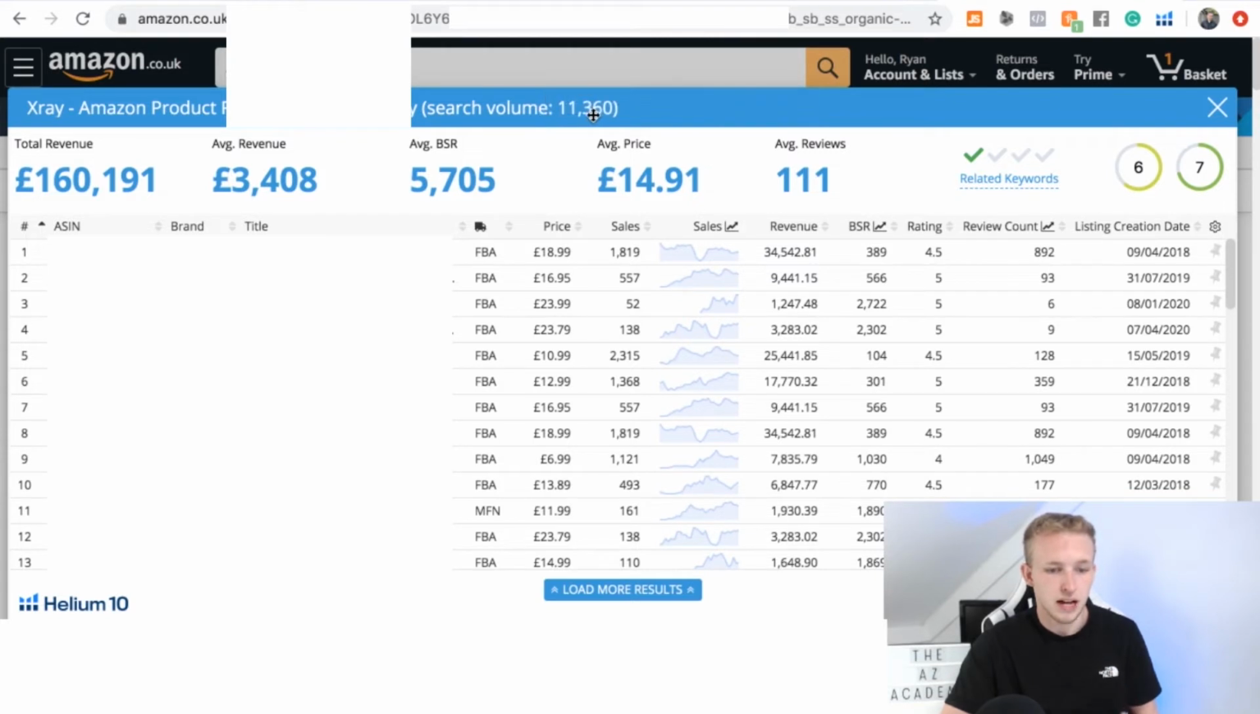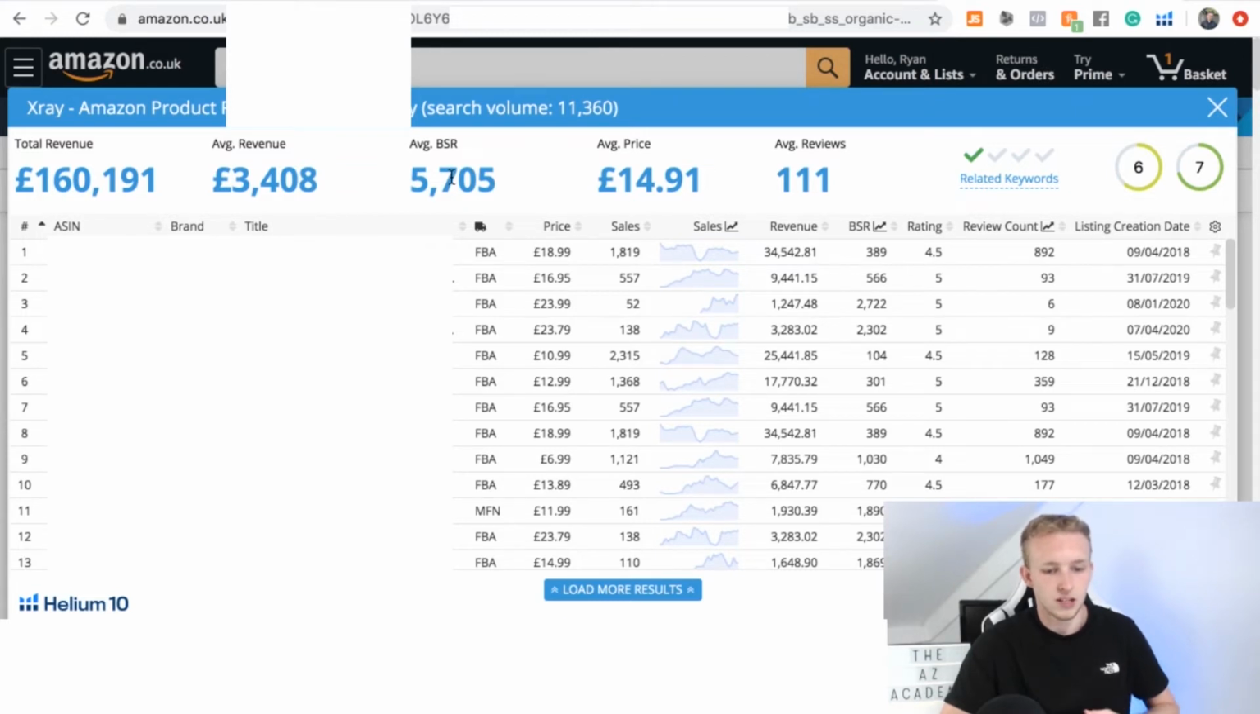So now we've established that we think we've got the main keyword, let's look at the averages along the top, just for a quick guide as to what this product might have in store for us. So we've got a total average revenue of 160,000, which again is much higher than the average around 100,000 I'd normally look for, so very happy with that. Average revenue of around 3,500, which is much more than the average around 2,500 per sale I'd normally look for.